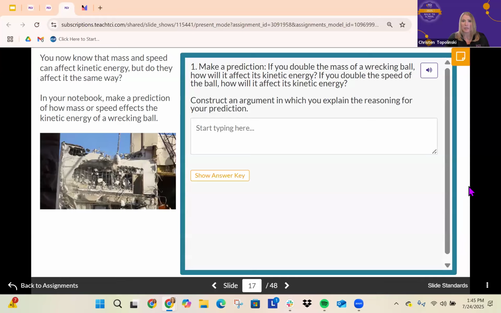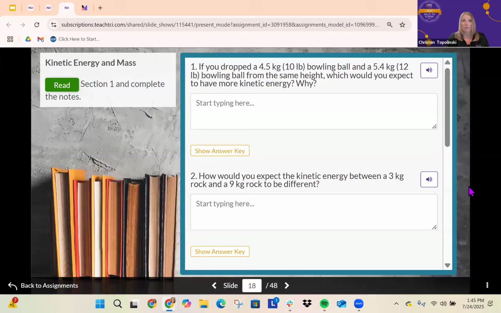So they're going to make predictions again about what would happen if we were to take the mass of the wrecking ball and double it. And then if we were to take the speed of the wrecking ball and double it, what would happen? So they're thinking through what happens as you increase mass and you increase speed. And then they're going to do some reading, and we're going to be reading about bowling balls.